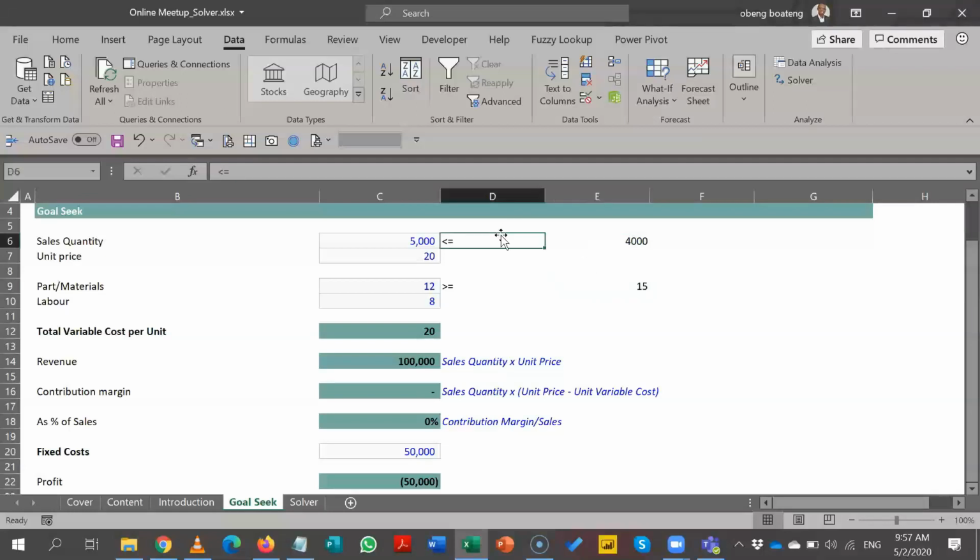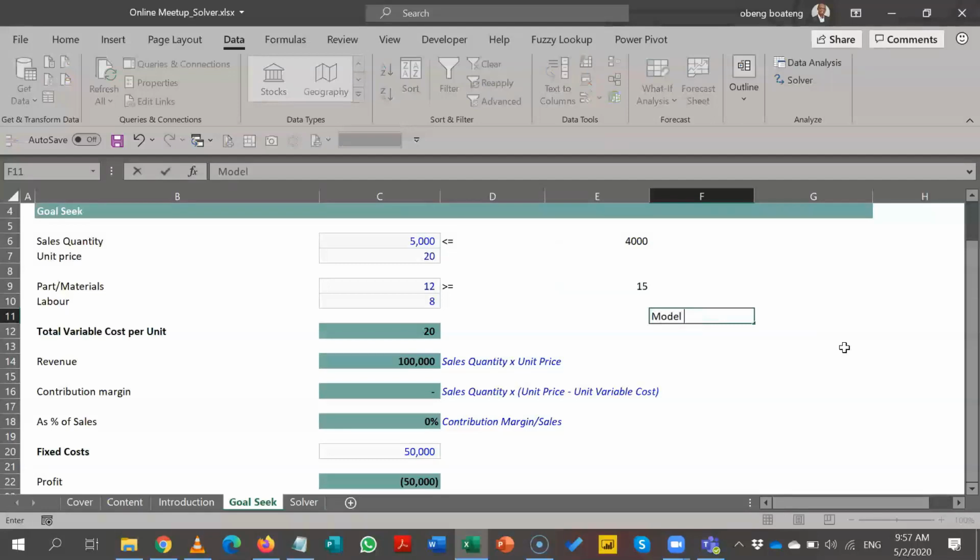So in a situation like this, we need to identify the 3 things that you need to do your solver. First of all, before you even do it, let's go to the checklist. First, you need to have a model, which is also called formula work. The second thing is you need to identify your decision variables. You identify your objective cell, and then you also identify your constraints.